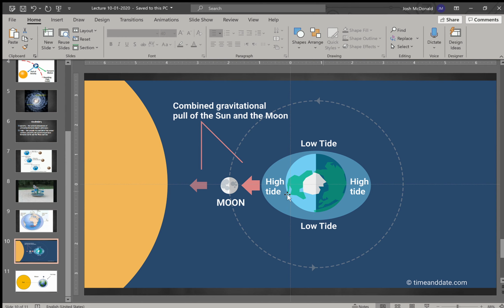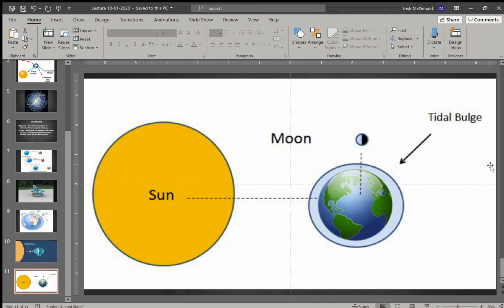So that's one type. But then the other type, let's think about how our moon goes through phases. So remember, new moon and then full moon. But what about here and here? What happens to the tides when you have the gravitational force of the moon and the gravitational force of the sun kind of working against each other? Well, this is called a neap tide. And what happens is it kind of cancels each other out.